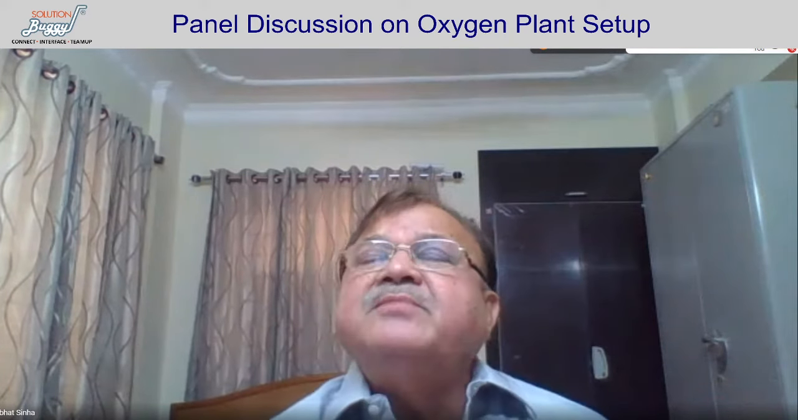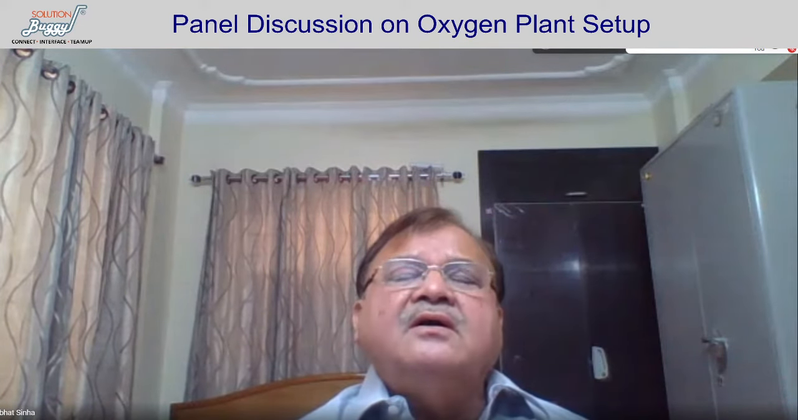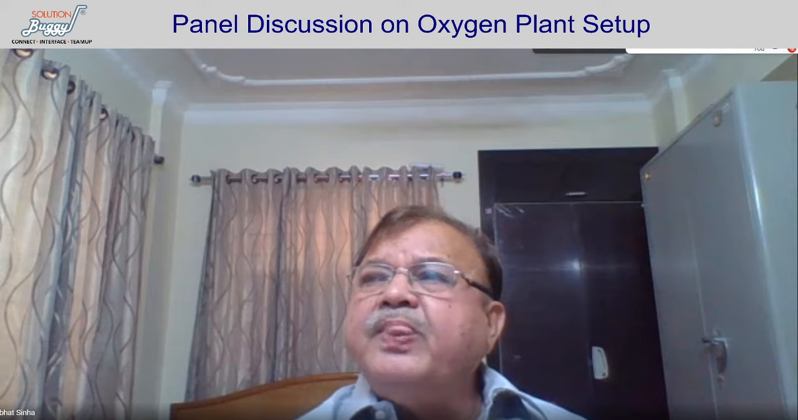Then for the tonnage oxygen plants. Tonnage oxygen plants have many challenges. The first challenge is area. Say, our Wu plant needed around 60 acres of land. Then the captive plant again is in 20 to 25 acres. So land acquisition is an issue. Whenever you go for setting up a tonnage oxygen plant, you need more area. So the land acquisition is there.